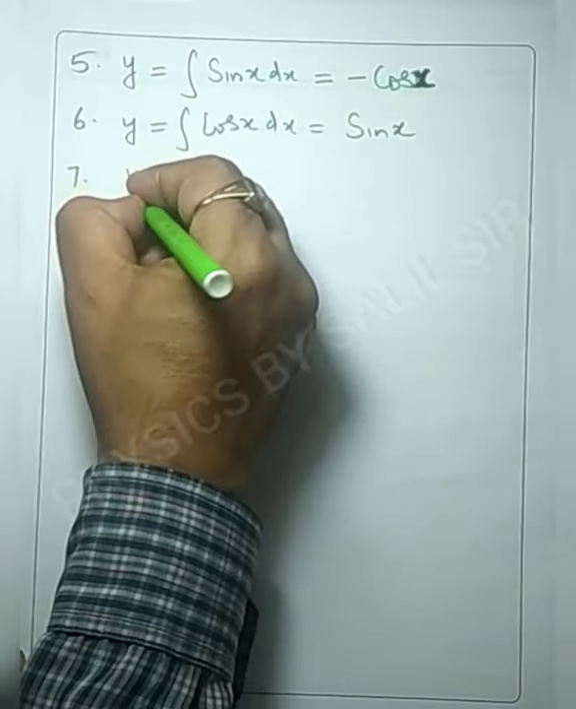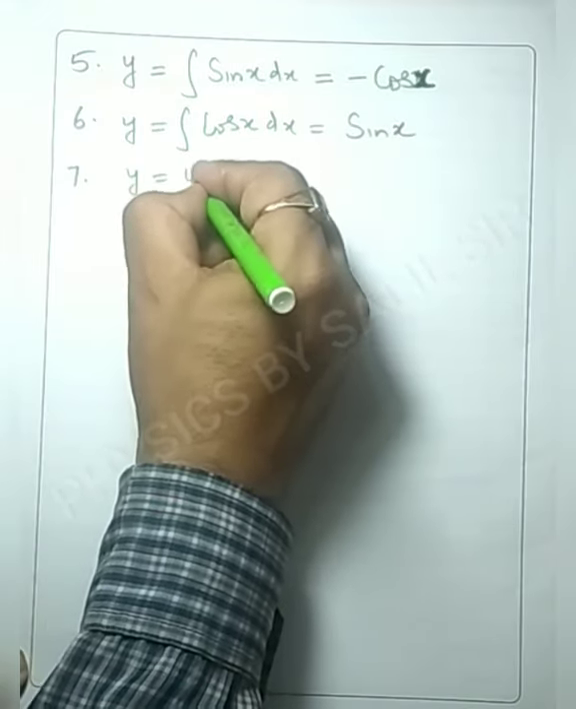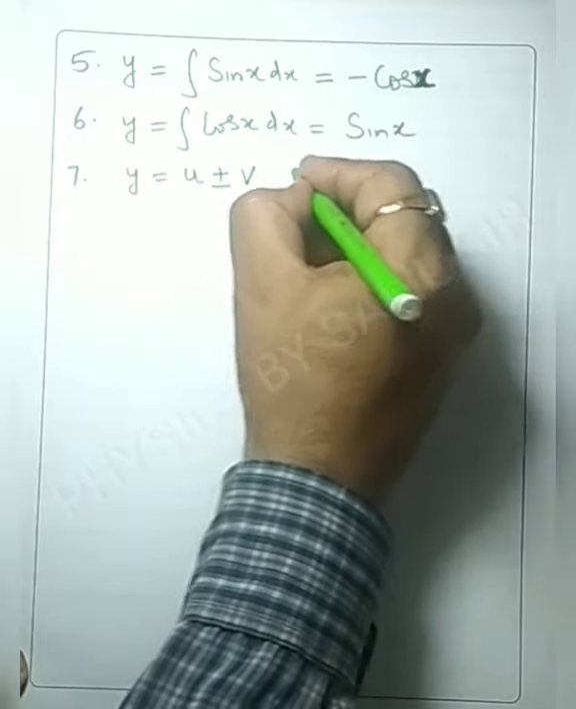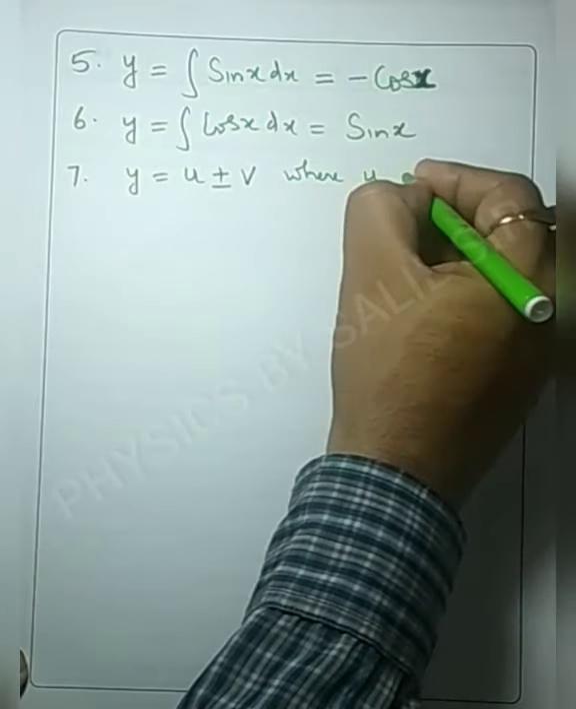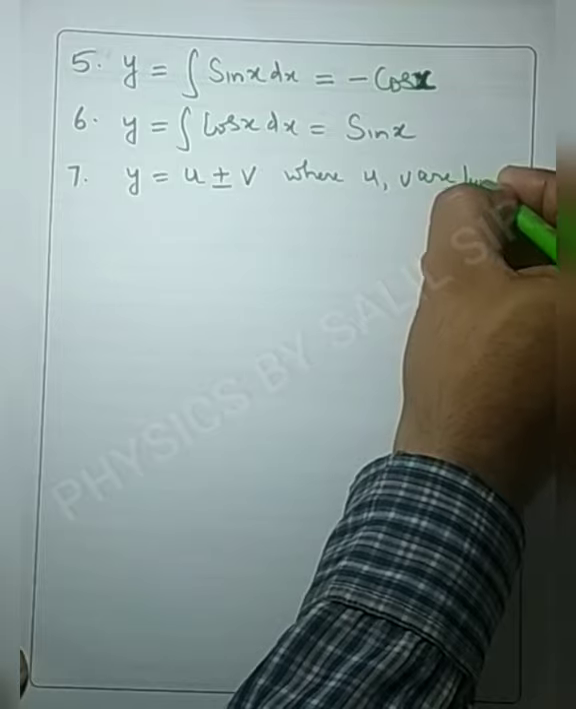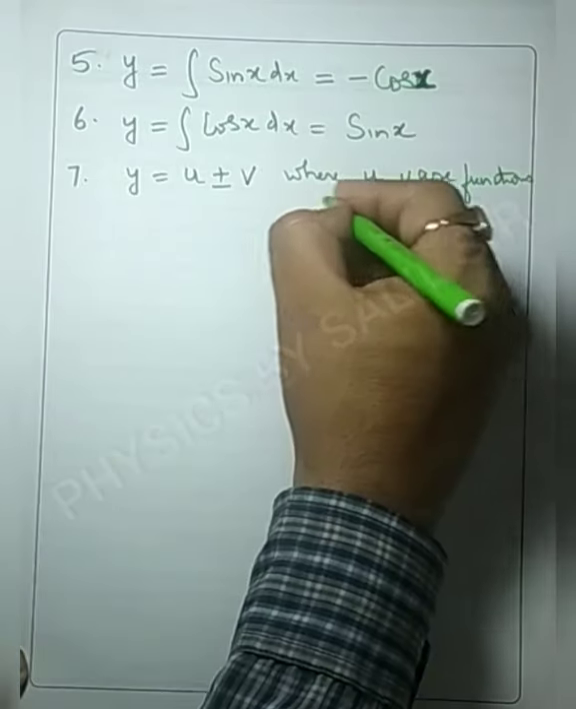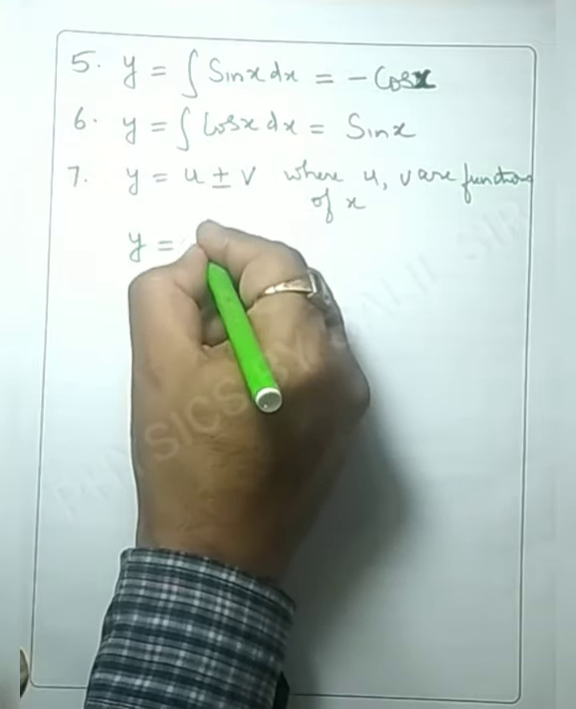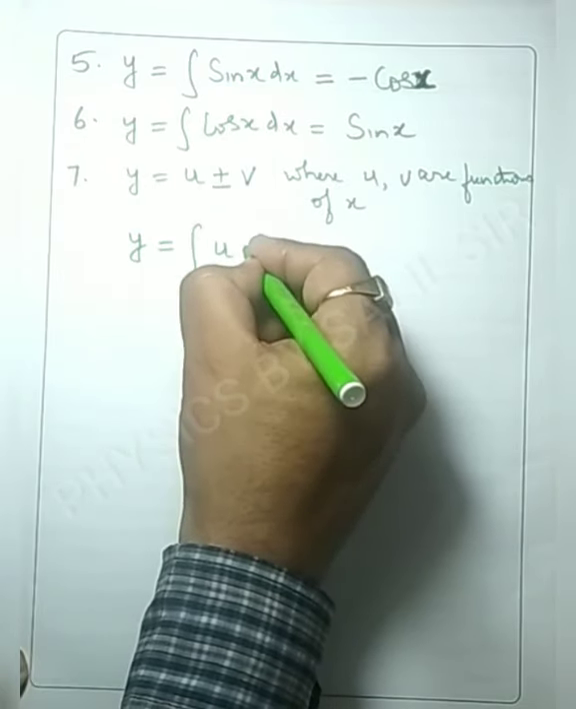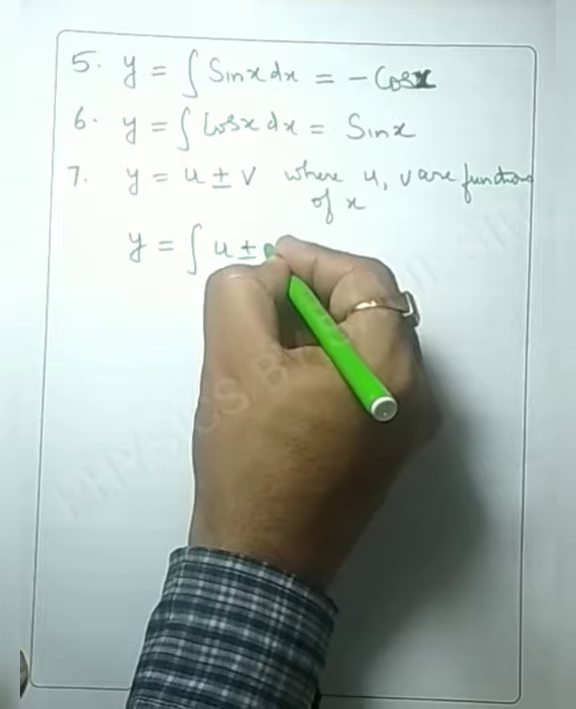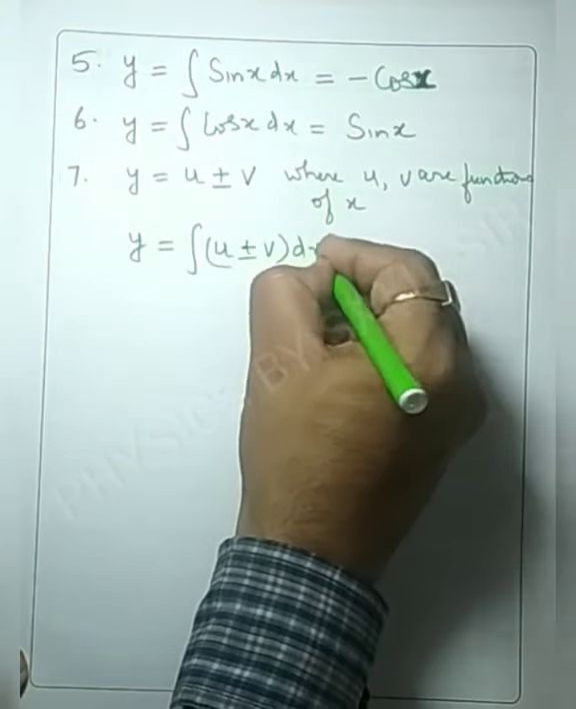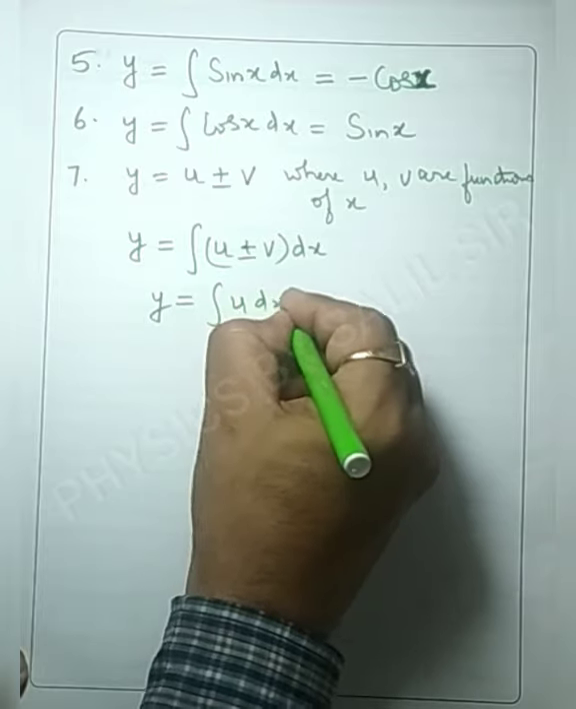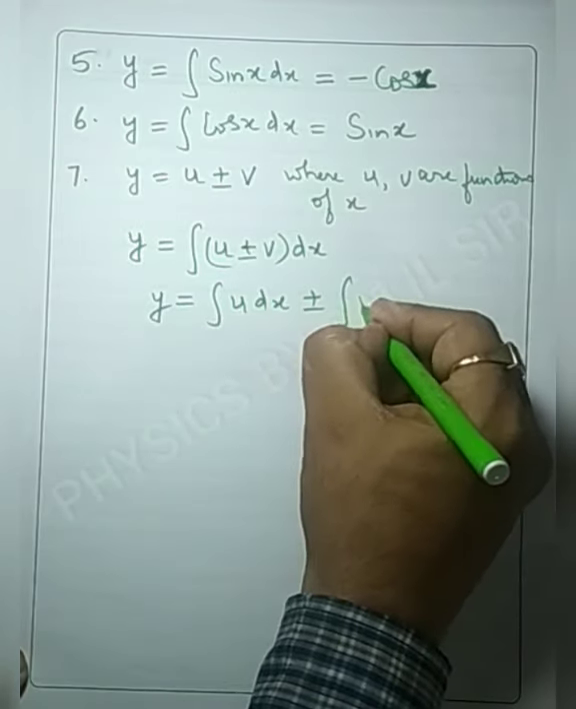Now seventh, if y is equal to u plus minus v, where u and v are functions of x, then now we will integrate it: y is equal to the integral of u plus minus v dx. Then what will we get? It will be the integral of u dx plus minus the integral of v dx.